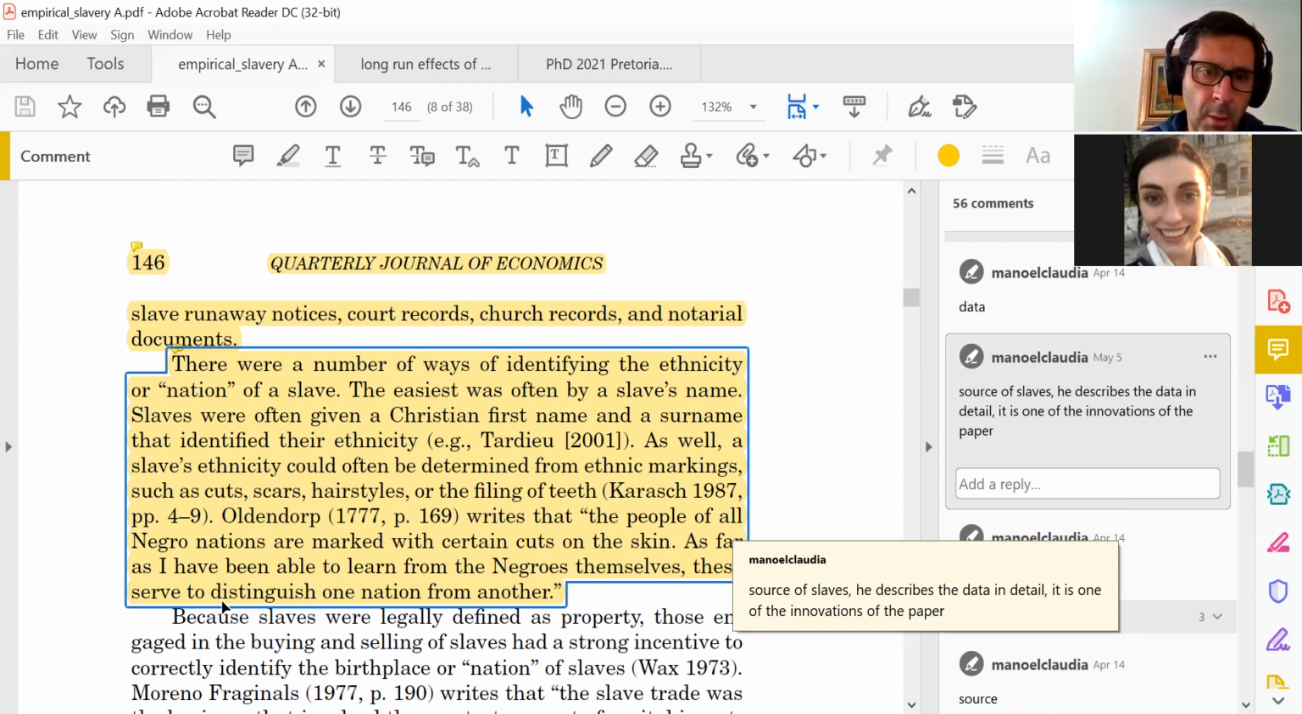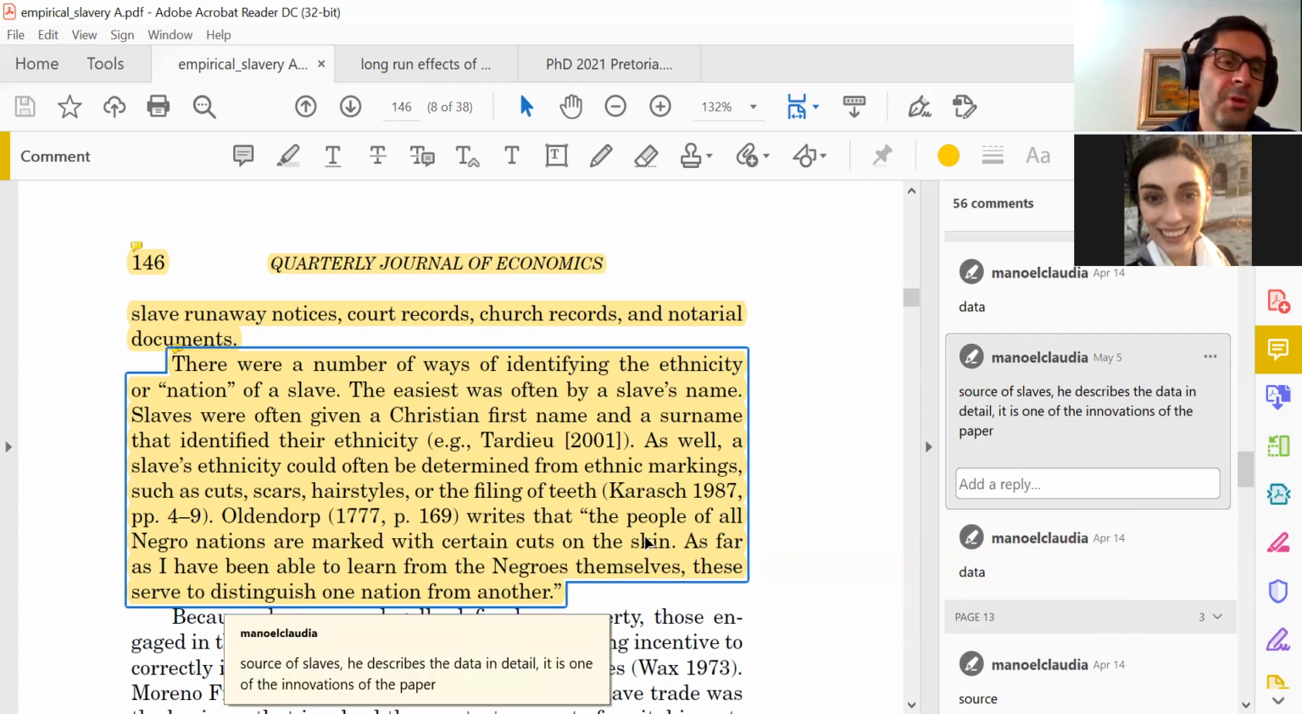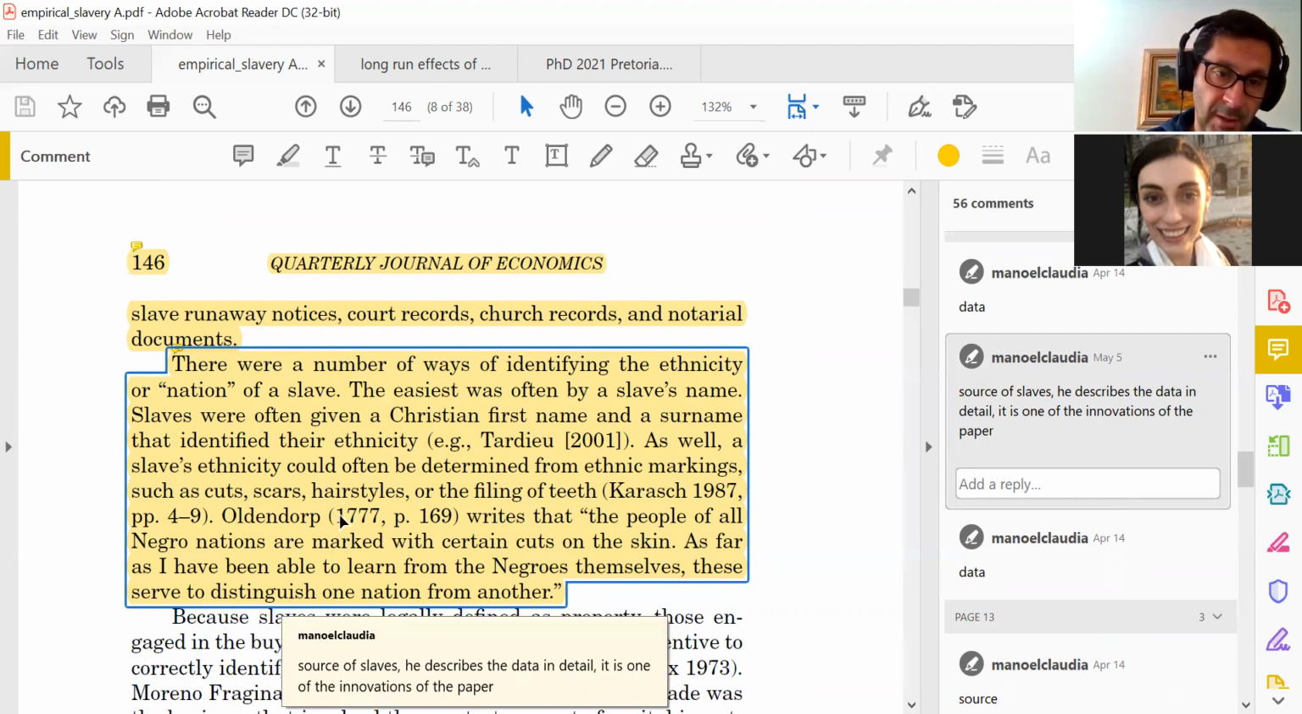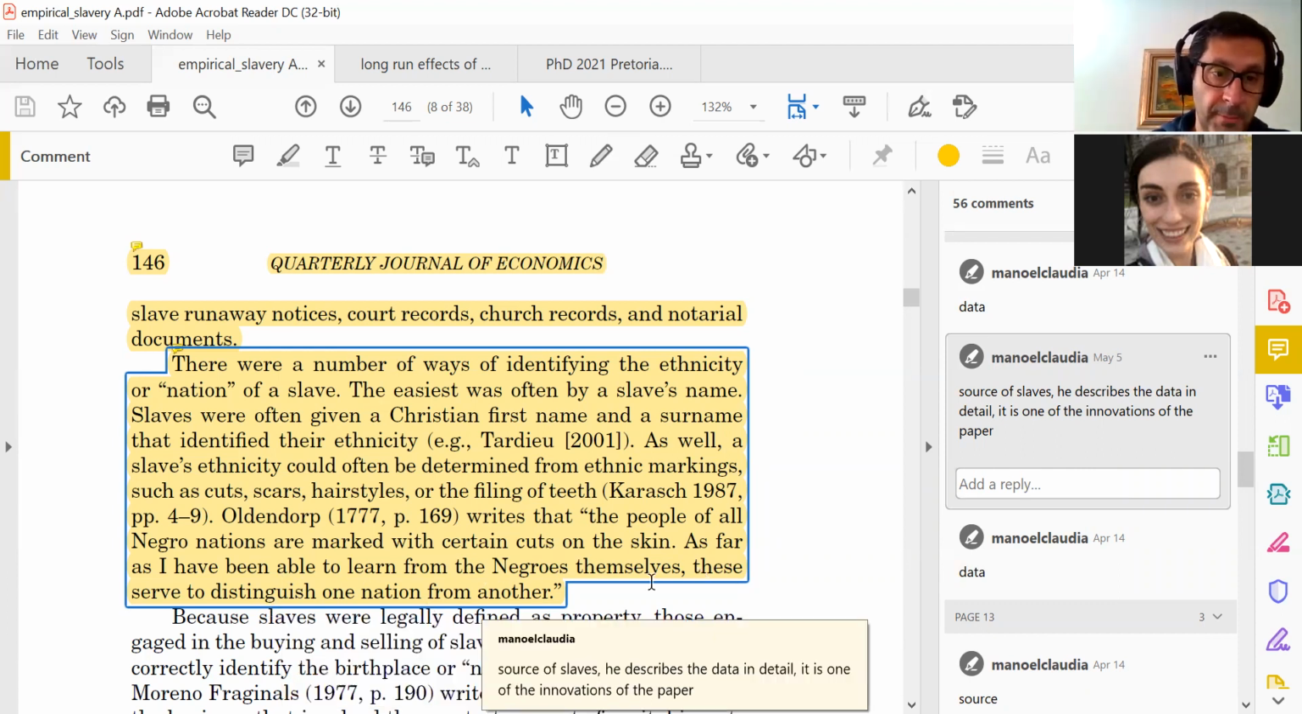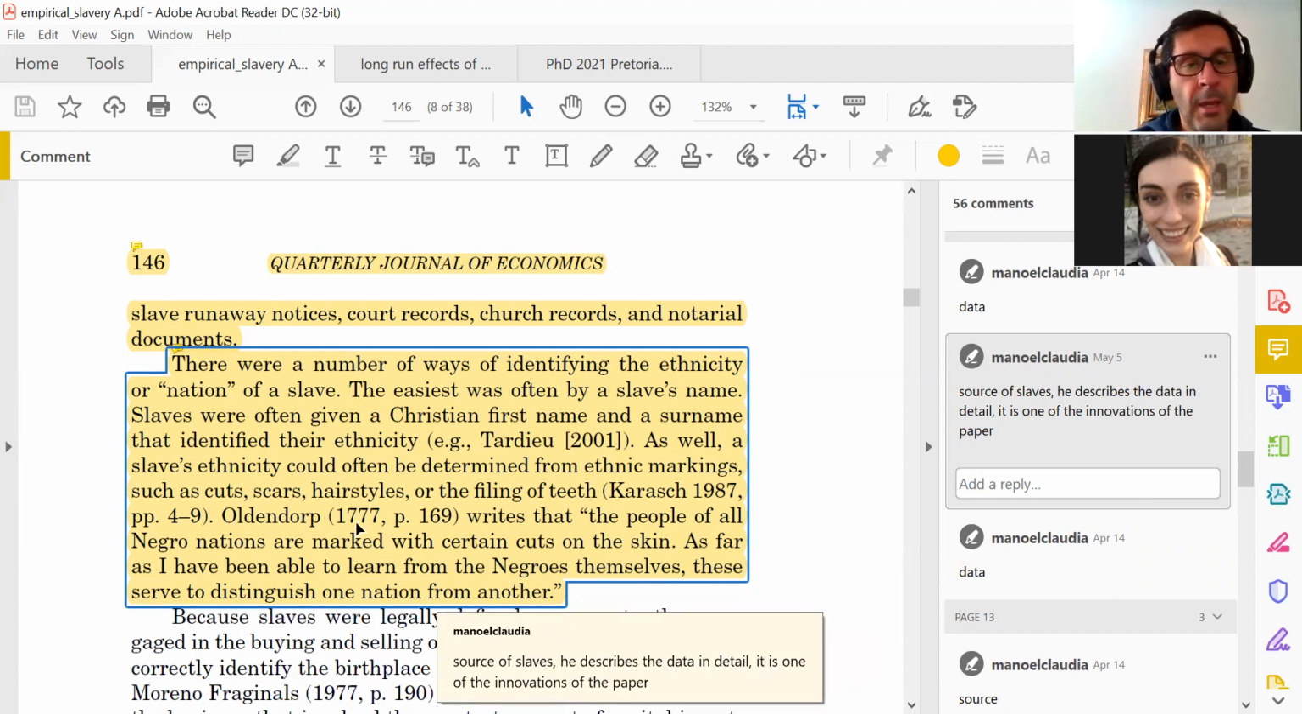Oldendorp writes that the people of all Negro nations, I apologize for the use of the word, but it's someone writing in 1777, are marked with certain cuts on the skin. As far as I have been able to learn from the Negroes themselves, these serve to distinguish one nation from another. I apologize for the use of the word, but the word is in the paper, because he's citing someone who wrote in the 18th century.